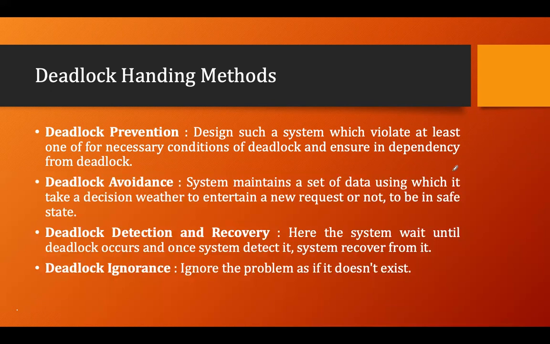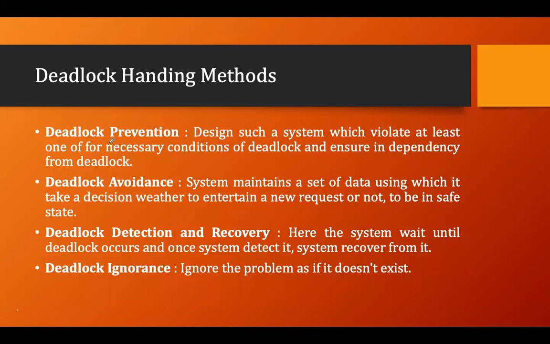In the introductory part of deadlock, we have seen that there are four different methods for handling a deadlock. The first method is deadlock prevention. Then we have seen deadlock avoidance, deadlock detection and recovery, and the last one is the deadlock ignorance process. All these processes are, in their place, very good methods for handling the deadlock. So we'll see them one by one.